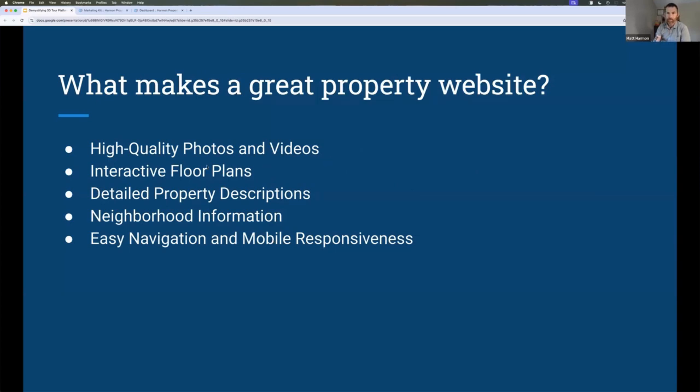Good property websites have really great photos, videos, and interactive floor plans, which we'll look at in just a second. It's going to have a detailed property description, neighborhood information, all of those things. I want to show you all a couple of examples of these.